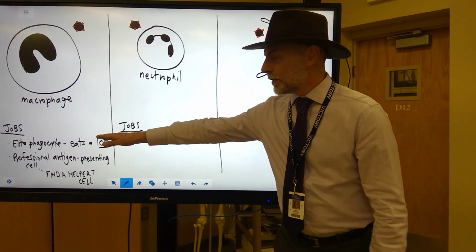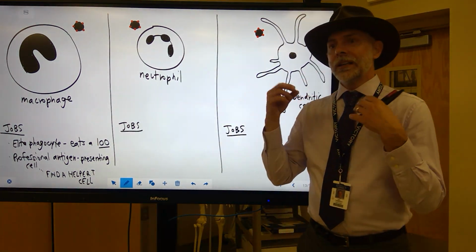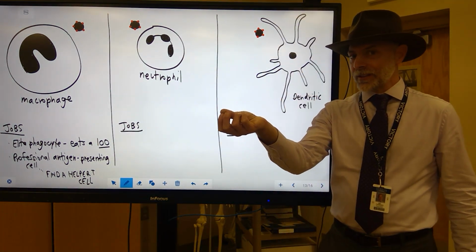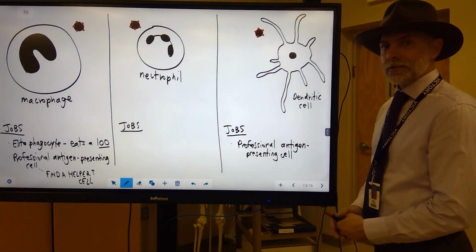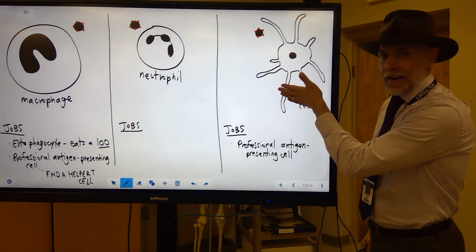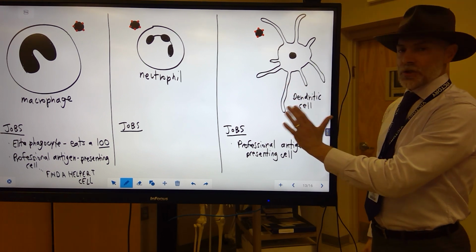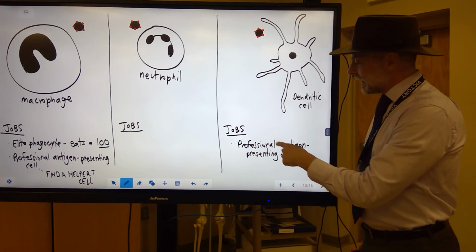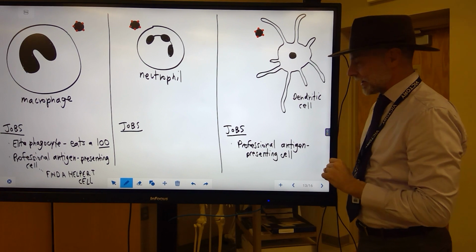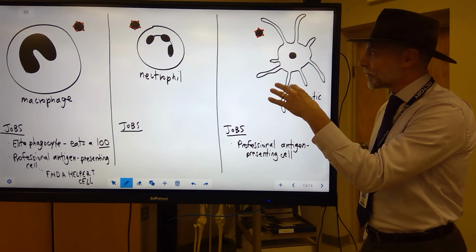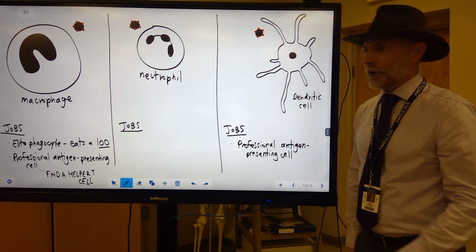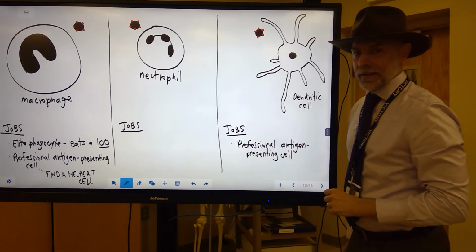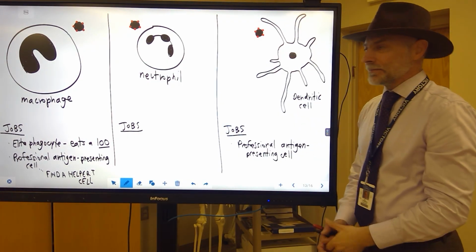So job one, eat a bunch of bacteria. Job two, take a little piece and go find a helper T cell. Over here we have a dendritic cell. It's the one that was hanging out in the skin. Its only real job, the thing that it's the best at, is being a professional antigen presenting cell. So it's going to swallow, eat the bacteria, take a little piece of it, and go find a helper T cell. It's better at it than the macrophage. It's its number one job.